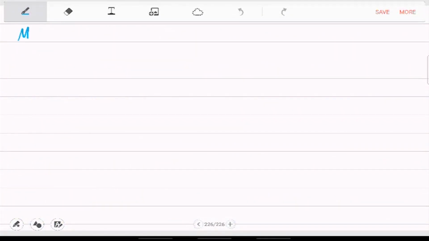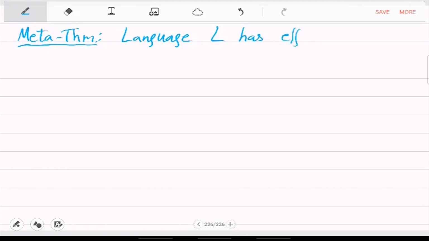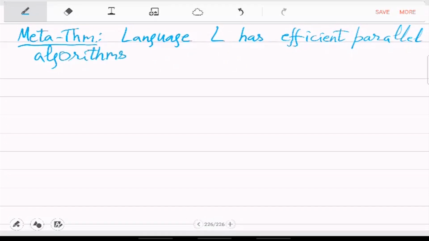And yeah, so the meta theorem here is: any language L has efficient parallel algorithms if and only if it is in NC. Okay, take this more as a definition of efficient parallel algorithms. Okay, if you can find an NC circuit, then it is solvable in parallel polynomial time.